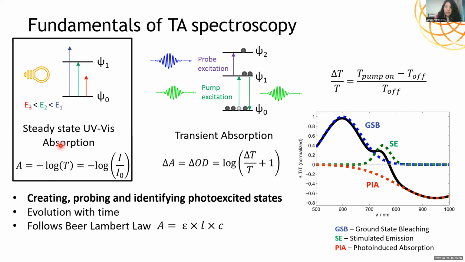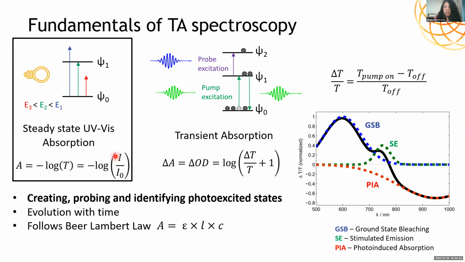So you basically have a source that will range from UV to IR wavelengths, and then you shine this source on your material. What you will be measuring is how much of this light is passing through your material, how much is transmitting. And that transmittance is then related to the absorbance by a logarithmic relationship.